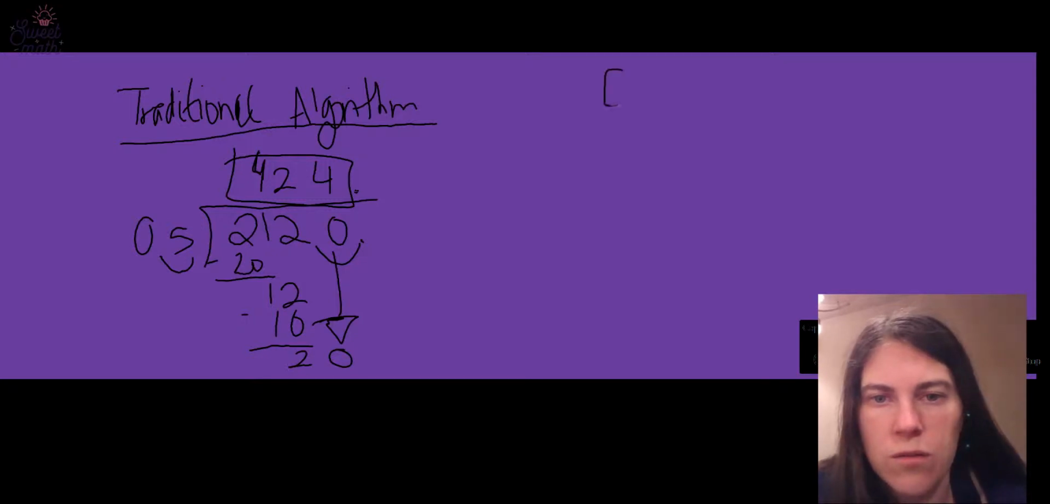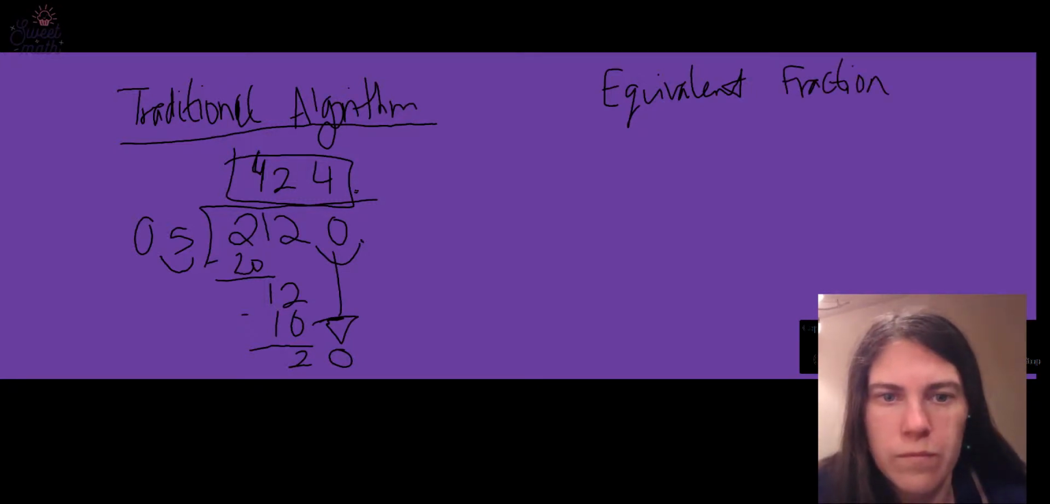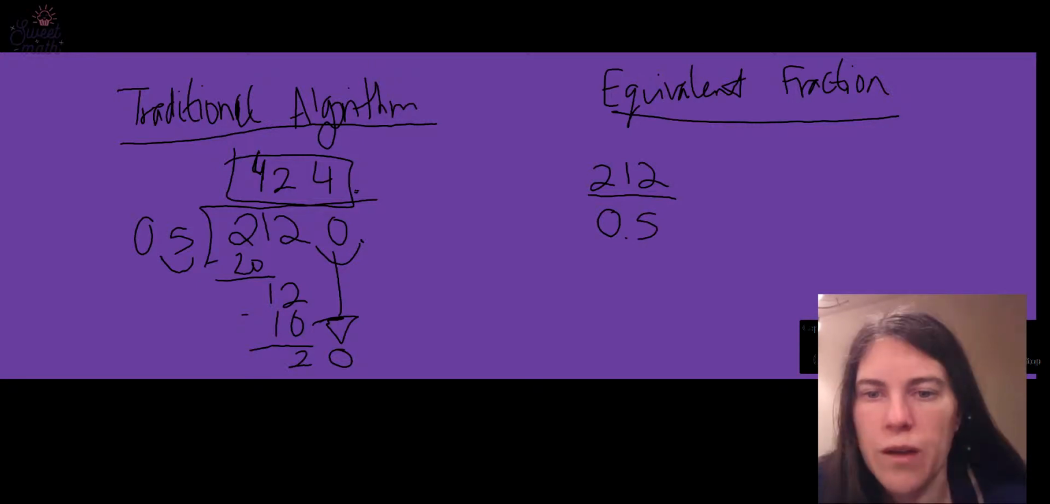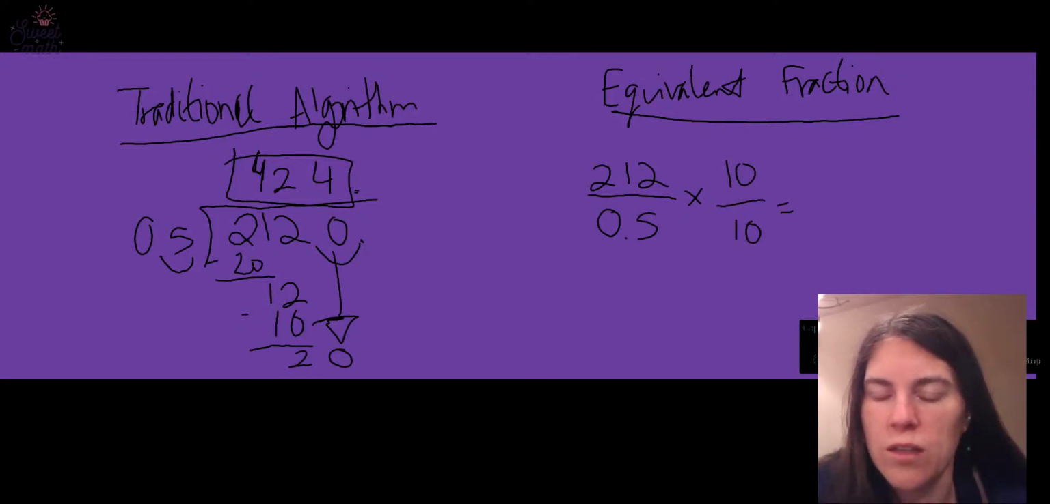Oh, I can also use the equivalent fraction method. So 212 over 0.5. This is a fraction. I can multiply the numerator and the denominator by the same thing. So 0.5 times 10 is 5. 212 times 10 is 2,120. And then I can use my long division again. I still end up with 424.